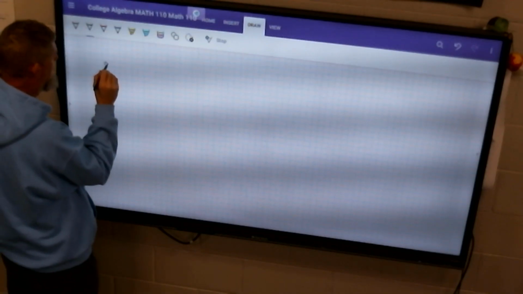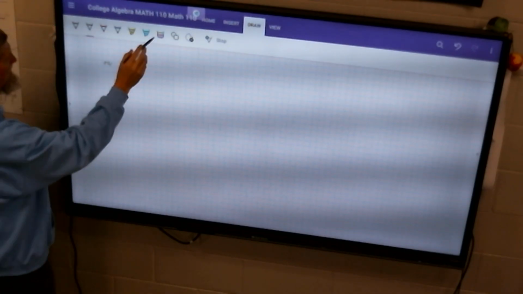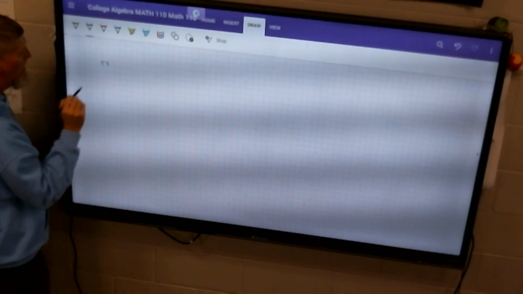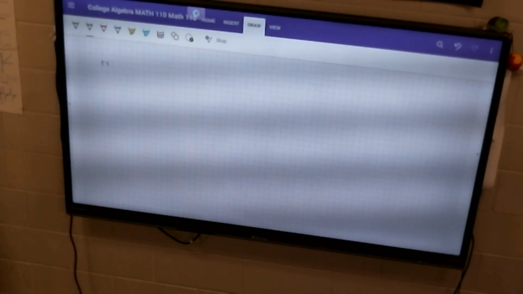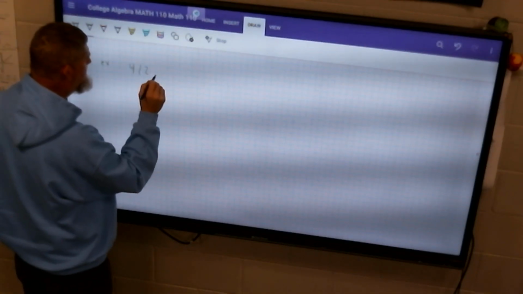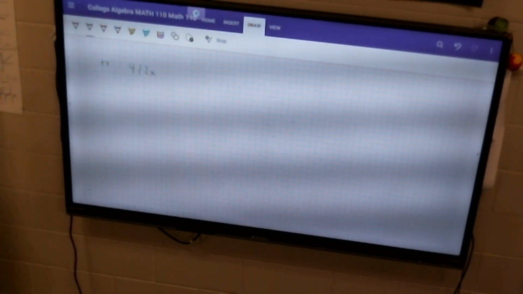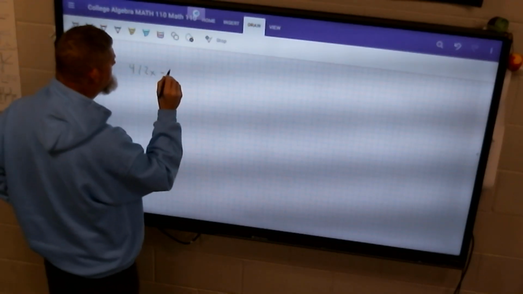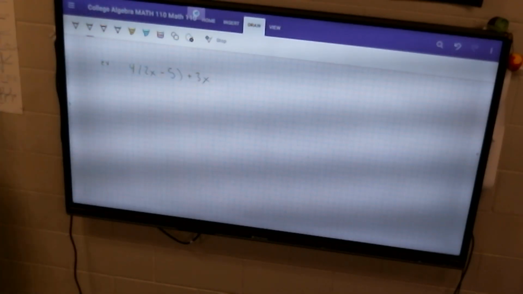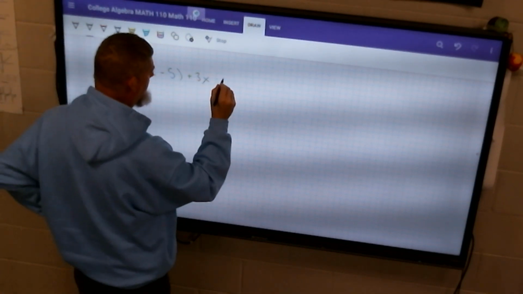Let's try this example. This example is another one on Delta Math. It's going to take it up a notch. Quite a few more steps. So please be careful, but just try this one. 4 times the quantity 2x minus 5 plus 3x minus 4 equals negative 11.